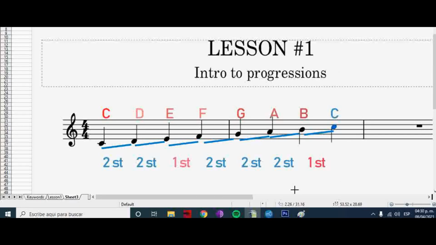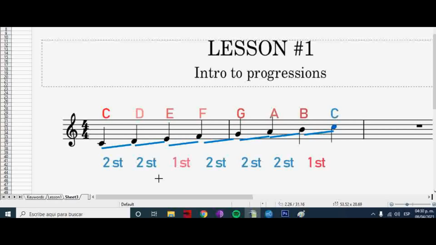And this is very important to know, because when we memorize this pattern, which is very easy, then it's much easier to transpose other scales, and in doing so, we will be ready for more complex scales in music theory.